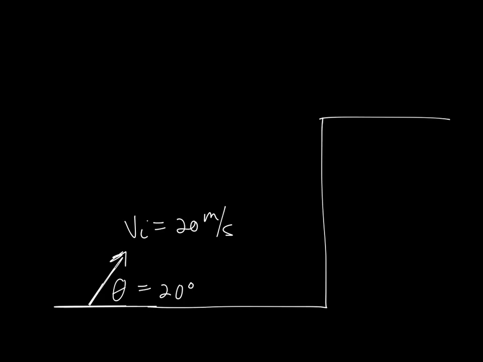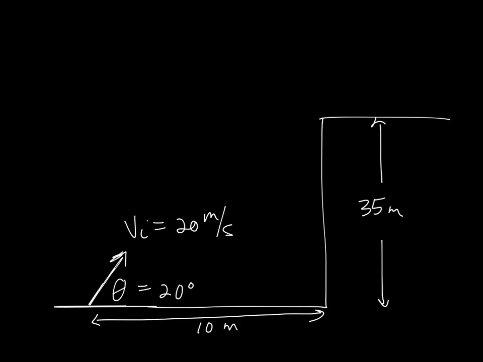The question is posed that the cliff's height is 35 meters, and we are 10 meters away. These are not drawn to scale. The cliff and those distances are not good for scaling. So we're trying to figure out if it's going to make it up 35 meters to the top of that cliff. And we're only trying to cover 10 meters horizontally. The question is, will it make it to the top of the cliff?